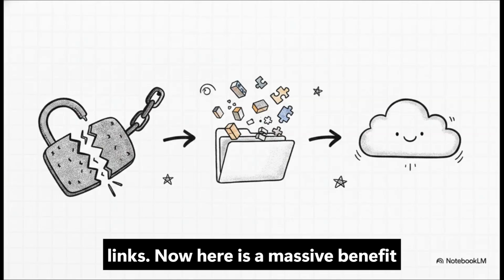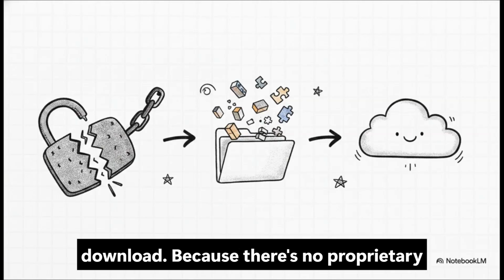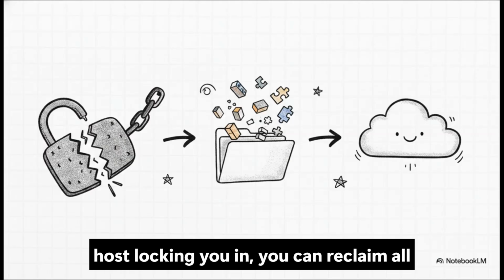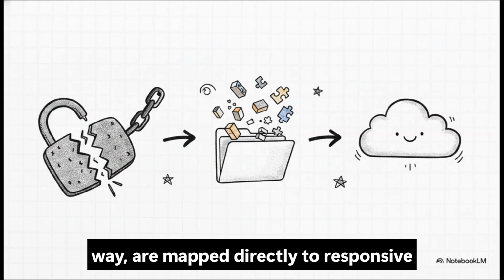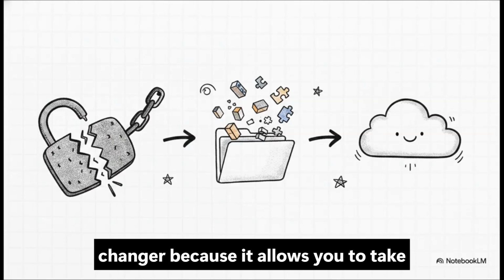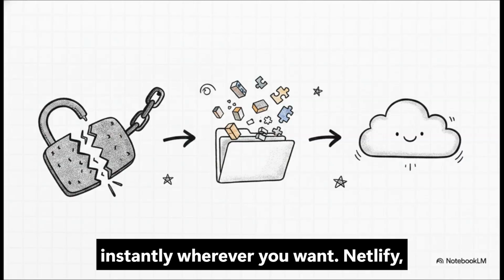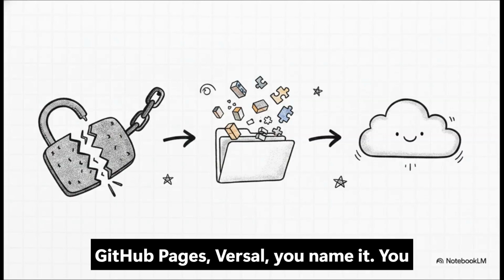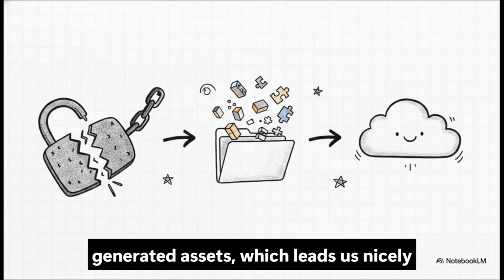Now, here is a massive benefit highlighted in the text. One-click direct download. Because there's no proprietary host locking you in, you can reclaim all the complete HTML codes, which, by the way, are mapped directly to responsive viewport selectors. This is a real game changer because it allows you to take those downloaded files and deploy them instantly wherever you want. Netlify, GitHub Pages, Vercel, you name it. You actually retain full ownership of the generated assets.